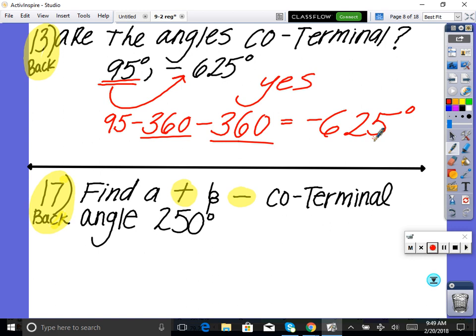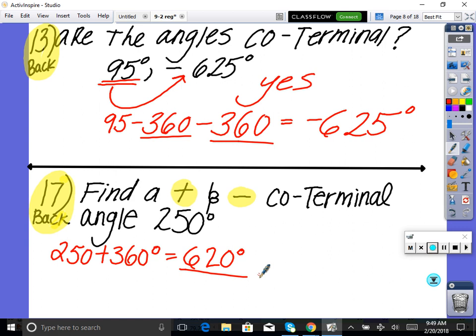Okay, it says right here on 17, find a positive and negative coterminal angle of 250. So to find a positive, we would do 250 plus 360. And if it comes out positive, it's a positive coterminal angle. So we get 610 degrees is positive and it's coterminal. So we have a positive coterminal angle. We could do 250 minus 360 and we get negative 110 degrees, which is our negative coterminal angle because it's negative.